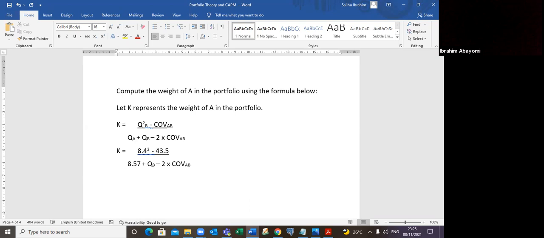Standard deviation of A is 8.57 and standard deviation of B is 8.4, minus 2 times covariance AB. That's 2 times 43.5.